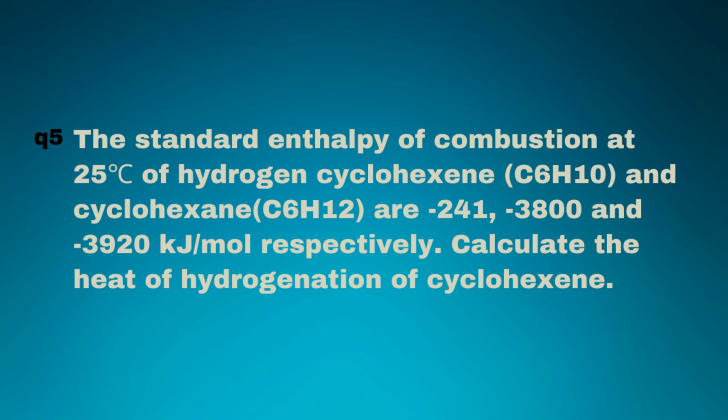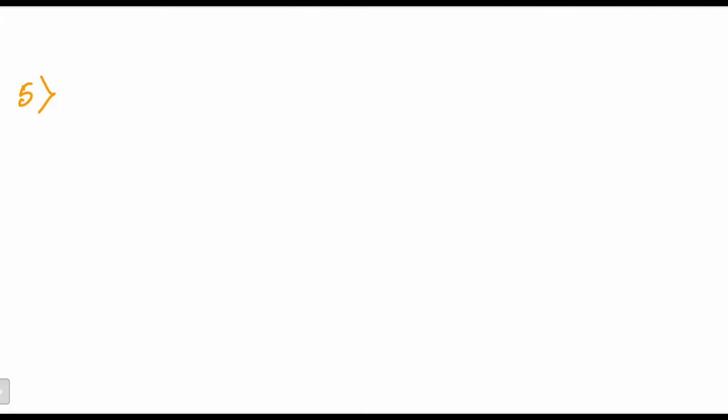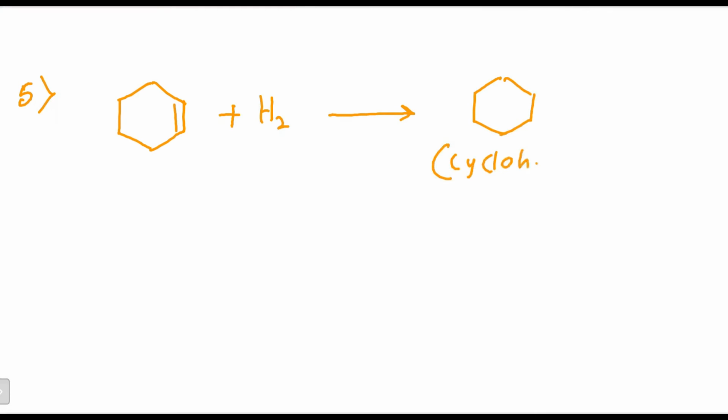So first of all we need to write this. We know this is cyclohexene. When it reacts with hydrogen, what will it form? It will form cyclohexane. This is cyclohexane and this is cyclohexene. Cyclohexene undergoes reduction to form cyclohexane.